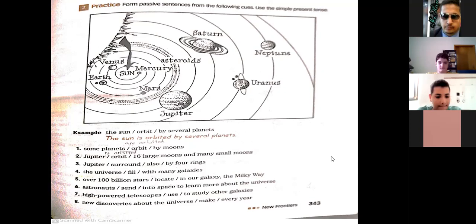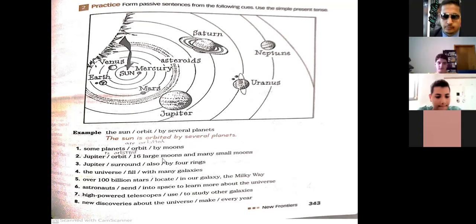Jupiter orbits the 16 large moons? No, the moons orbit Jupiter, not Jupiter orbits the moons. So if I ask about the Earth, it is orbited by how many moons? One. So we can say Jupiter is orbited. Okay.